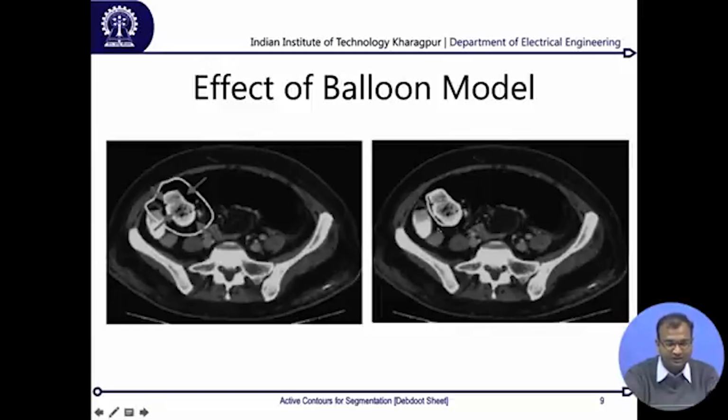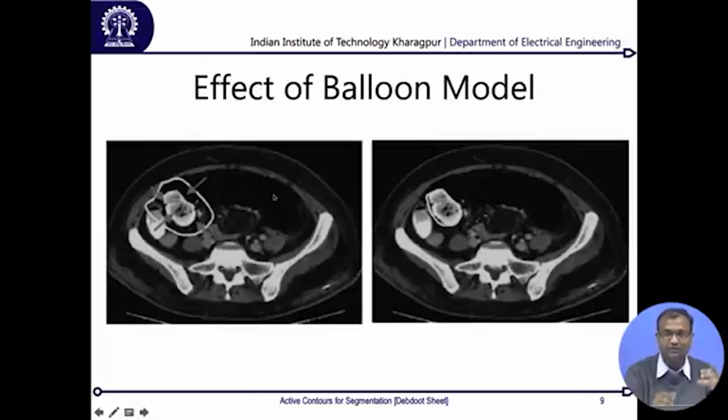Now if you are not using a balloon model, in the general case you will have a contour which will just be spherically located over here, or there are even chances that it can blow out and enclose this part over here, which is not the actual lesion that is supposed to be encapsulated, because if you look over here, this is supposed to drift down and come down over here as well. So that is a wrong thing.